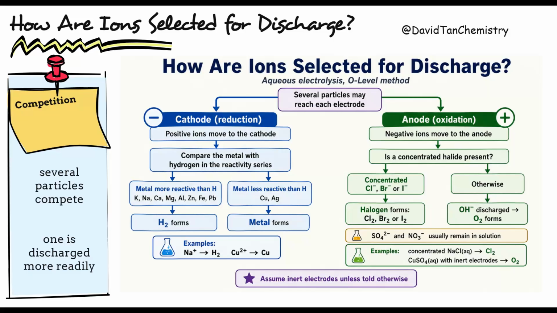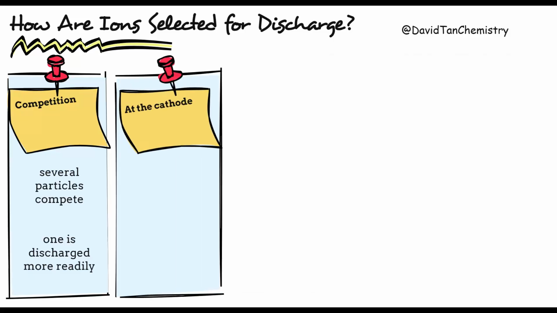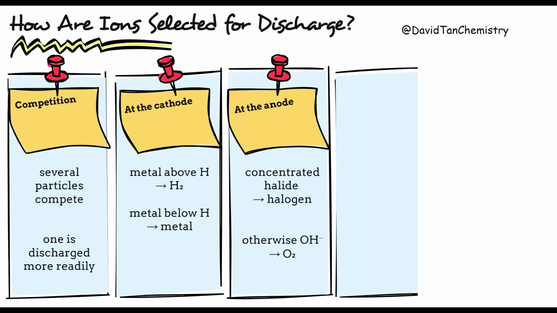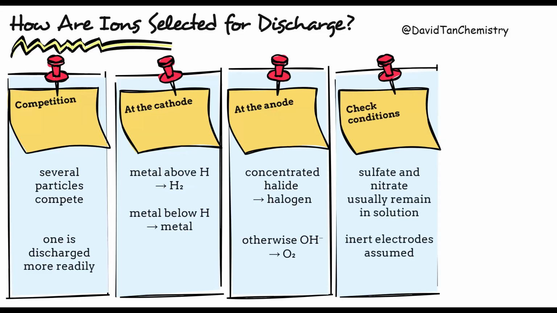We can now summarize the selection rules. At the cathode, a metal above hydrogen gives hydrogen, while a metal below hydrogen gives the metal. At the anode, a concentrated halide gives the halogen. Otherwise, hydroxide ion is discharged and oxygen forms. Sulfate and nitrate ions usually remain in solution, and inert electrodes are assumed unless stated otherwise.